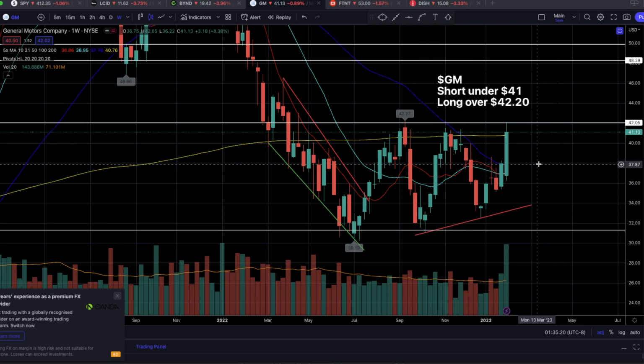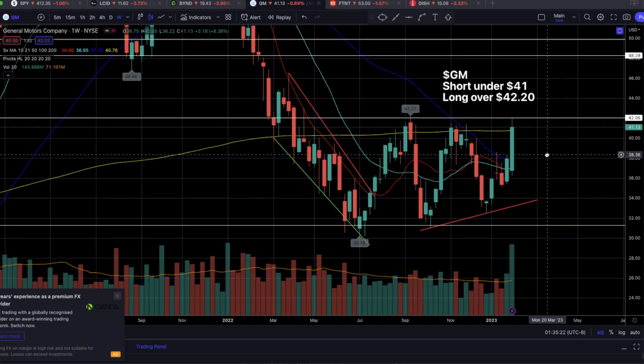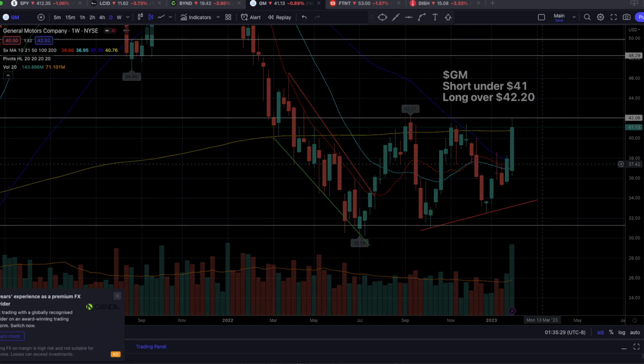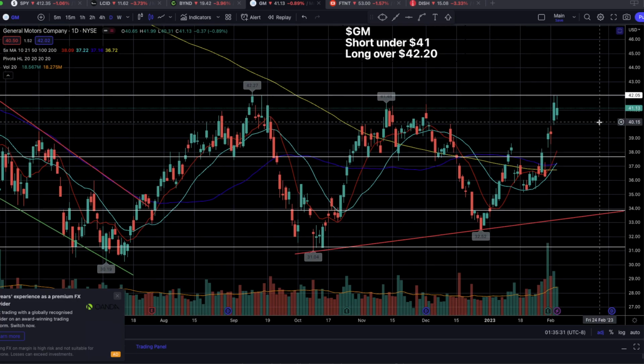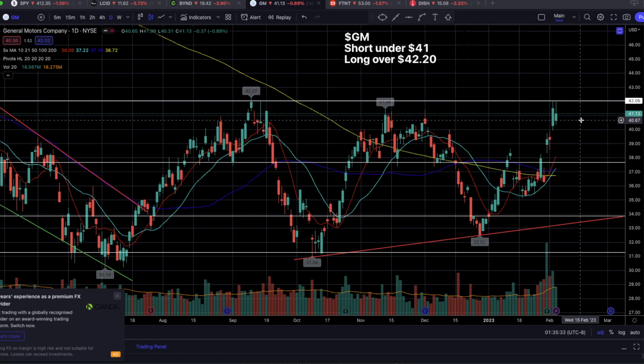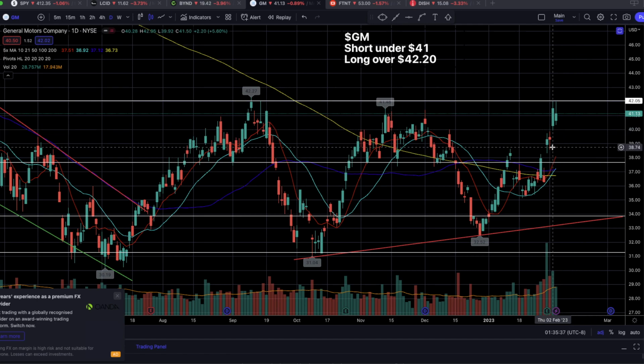Now, I gave you guys a short entry here under 41 because if you take a look on the daily time frame, right, we are very much overextended and far away from our 10 and 21 SMAs. Remember, my 10 and 21 is my momentum pair. So in order to continue the momentum, we need the help and support of both the 10 and 21.